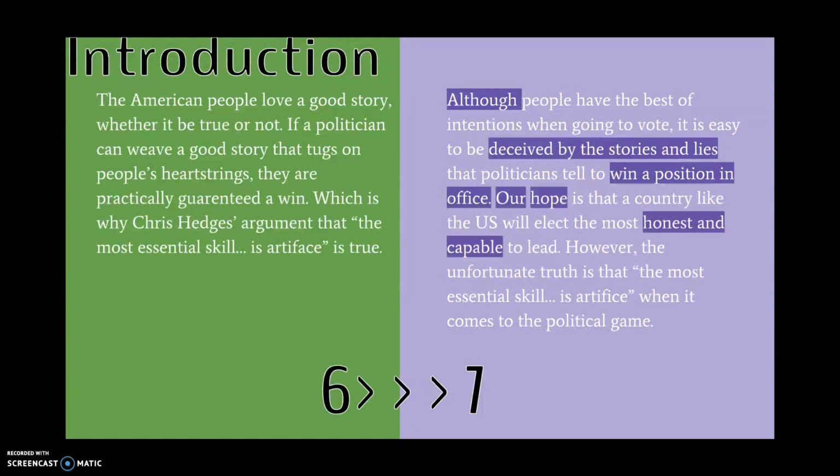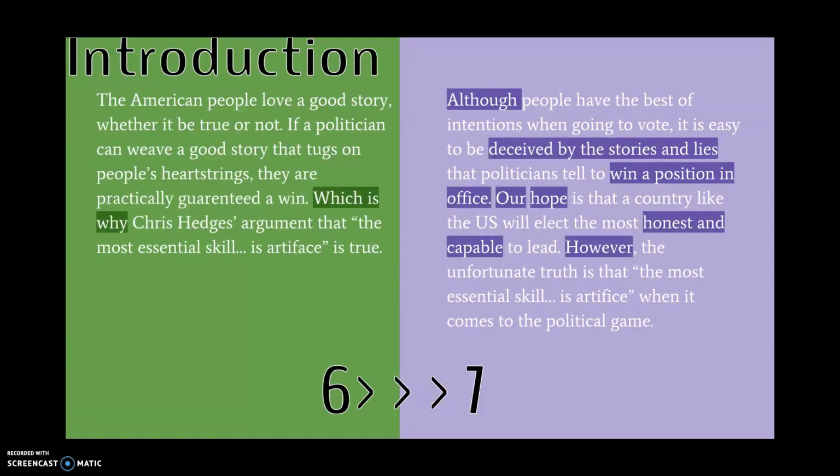So next up, let's look at a sentence that we have over here that doesn't even exist in this introduction. The second sentence employs ethos and pathos. The use of our is ethos that brings people together. The phrasing of hope, honest, and capable utilizes pathos.